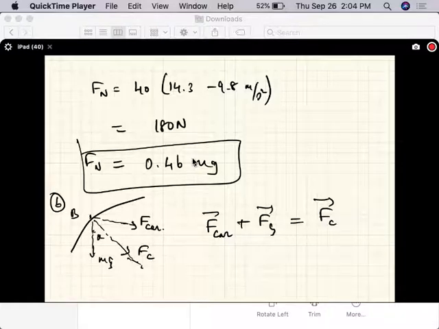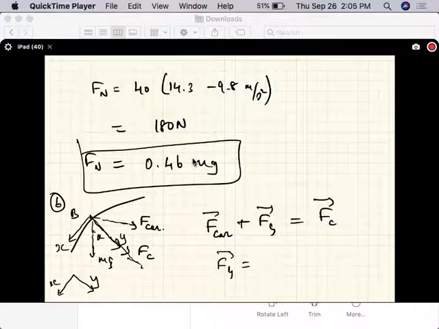I'll have to be smart about the choice of my axis. The y-axis is pointing along the center of the track, and here's the x-axis, here's the y-axis. I'll draw another copy here, x, y. The force of gravity is mg cosine theta in the y component, mg sine theta in the x component.